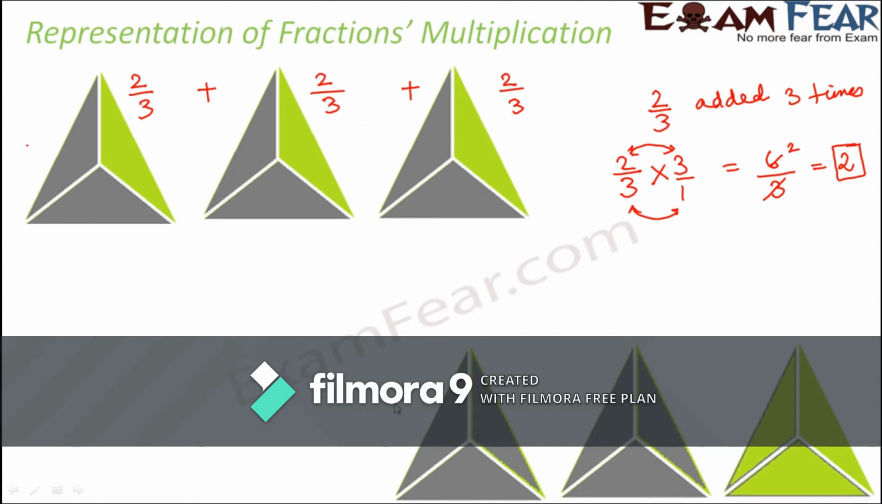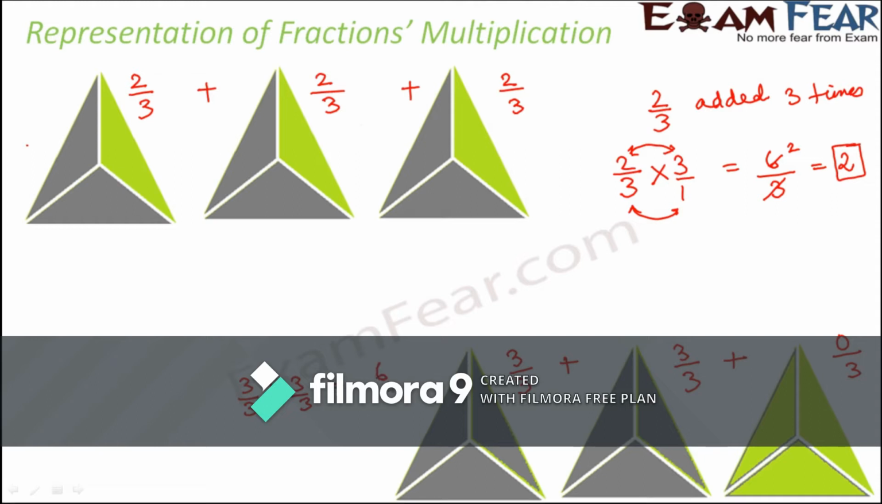So here, what do you see in this image? You see that all the 3 parts are shaded. So basically this is 3 by 3. What do you see here? Here also all the 3 parts are shaded. So this is 3 by 3. And here 0 parts are shaded. So it is 0 by 3. Again, when you add these 3, what do you get? So it is 3 by 3 plus 3 by 3 plus 0.